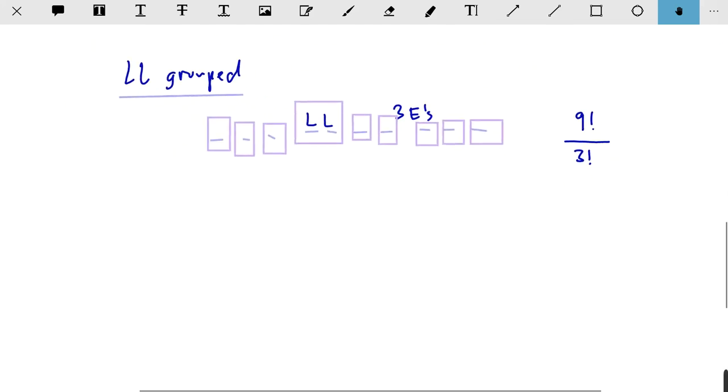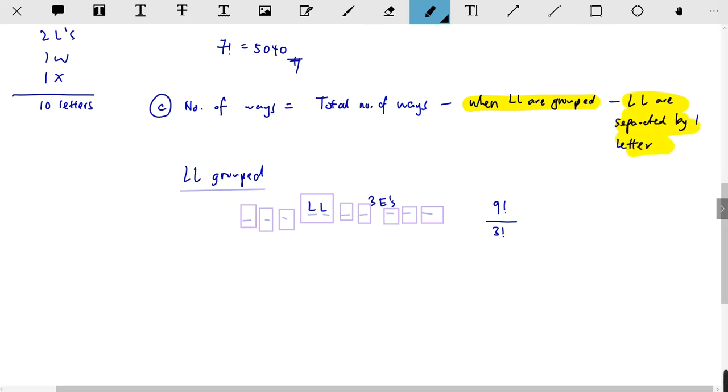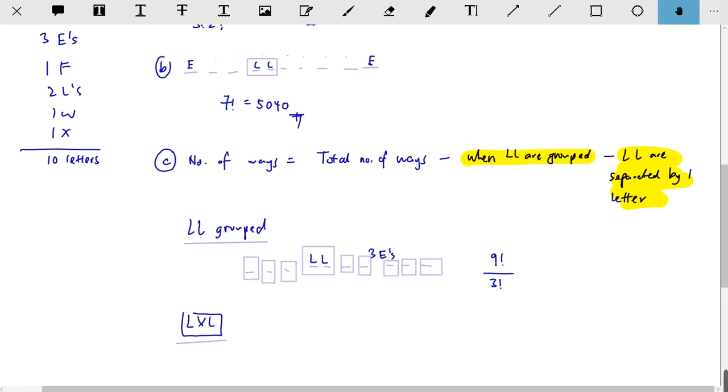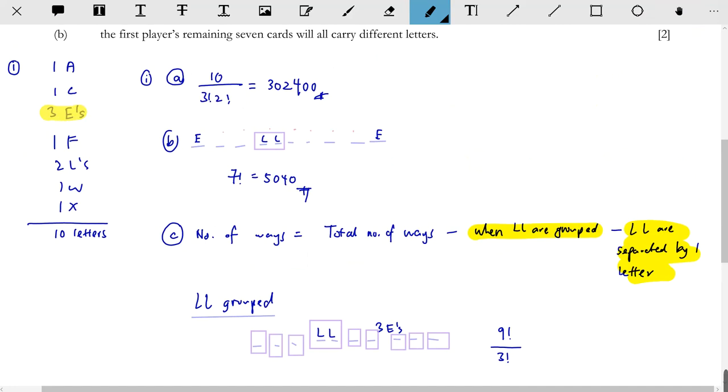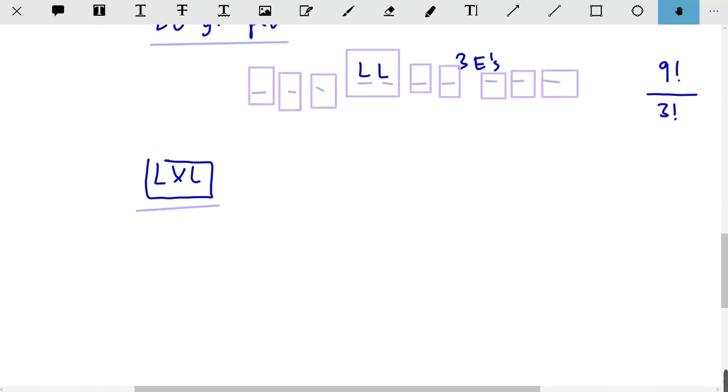Okay, so that's one. Then we proceed to the next part here. This is L separated by one letter. Now this is a bit tricky because when you're separated by one letter, there are two cases to acknowledge: whether you're separated by an E or not. Because E is the culprit here, your E would mess up the arrangement outside.